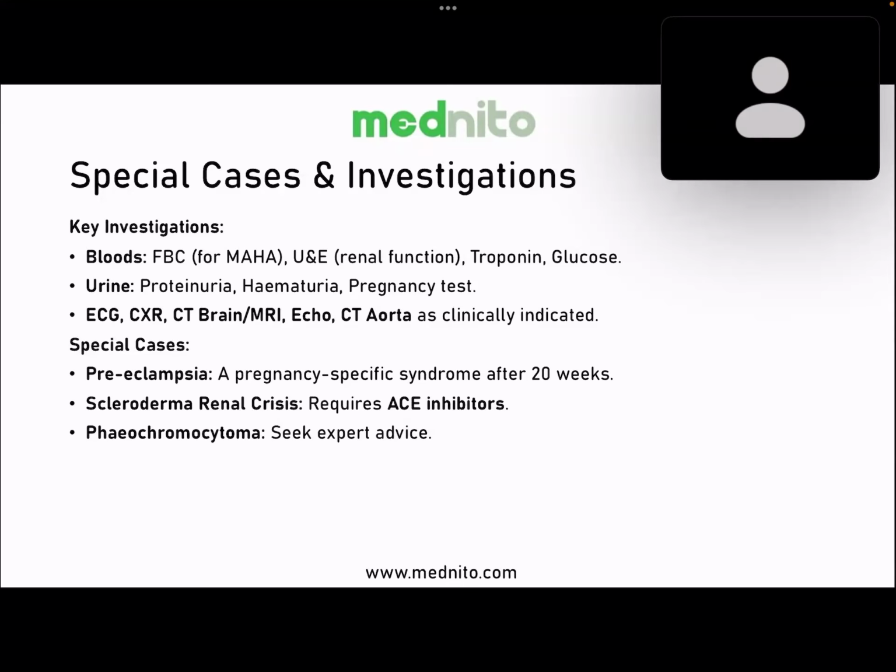Can you see this? In special cases, there is this investigation called MAHA, microangiopathic hemolytic anemia. You will have to do a peripheral smear, and on the peripheral smear, the examiner can tell you that there are schistocytes. Think of hemolytic anemia that's been going on.